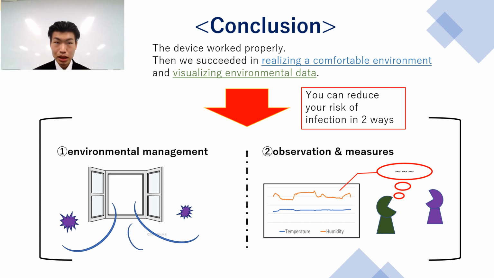In conclusion, the device worked properly, realizing a comfortable environment and graphing environmental data. This means that the system can contribute to the prevention of infectious diseases through two methods: environmental management and monitoring, and measures to prevent infection.